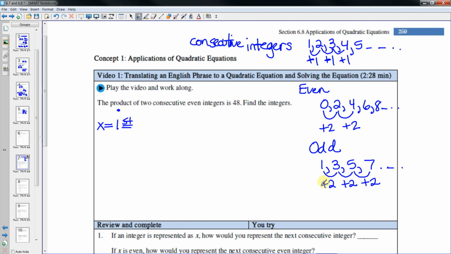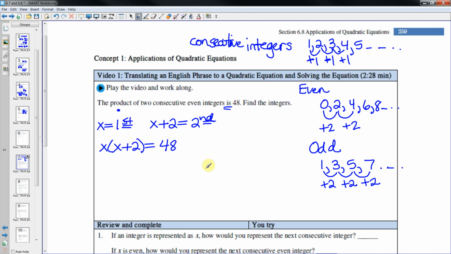And so, if x is my first integer, the next even one, I'd have to add 2 to it. So x plus 2 is going to be my second integer. And this one says we just have 2 of them. If I had 3 integers, I would have done x plus 2, which would be x plus 4. But we just have 2, so we're good to go. Now it says to take the product of these. So x times x plus 2. The product equals 48.